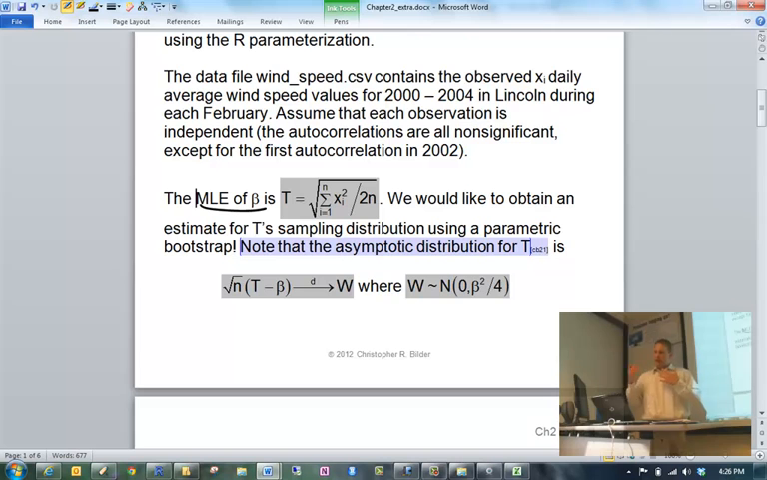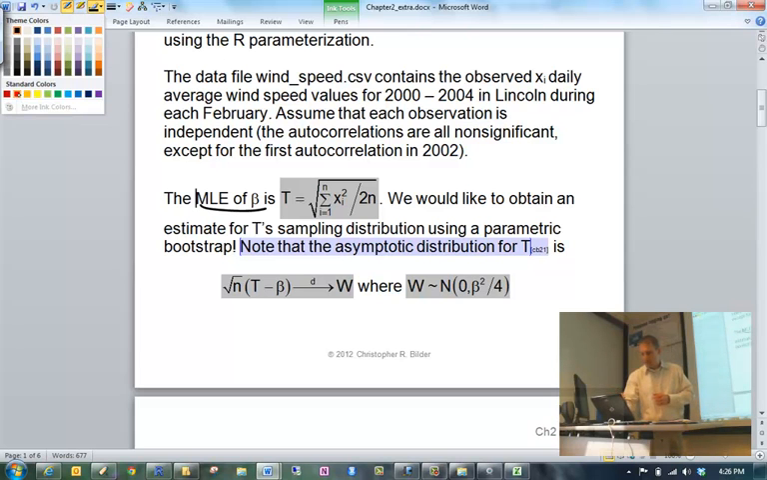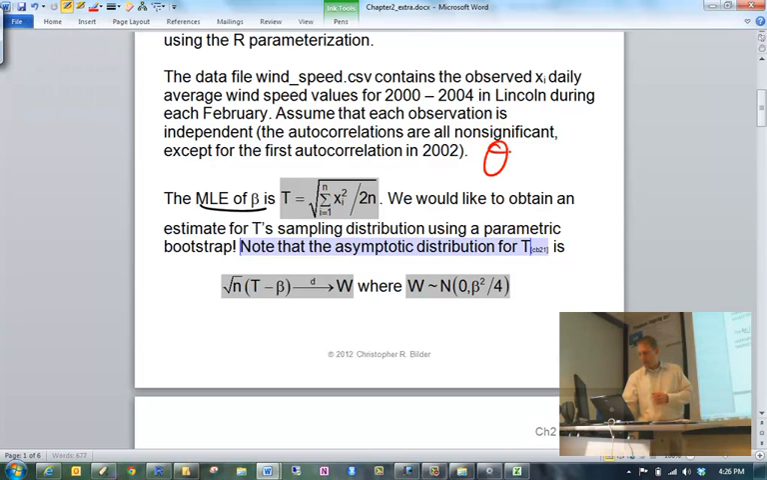And what I'm going to be interested in is looking at using the bootstrap to work with this beta. So my theta is going to be beta. Here's my t. What do I need? I need the distribution of t.